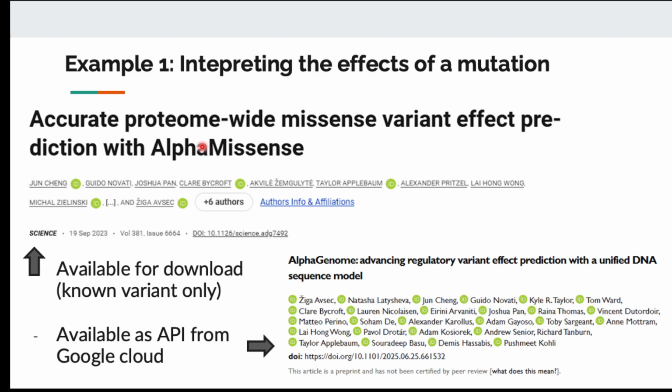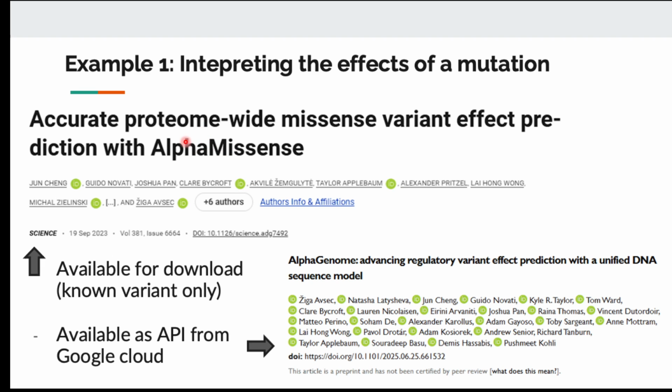So even though you cannot run the tools yourself, if you are studying a known gene in human, you can get the AlphaMissense prediction from that database. The other tool that Google released is called AlphaGenome. AlphaGenome is trained to understand the DNA sequence, not just the amino acid.